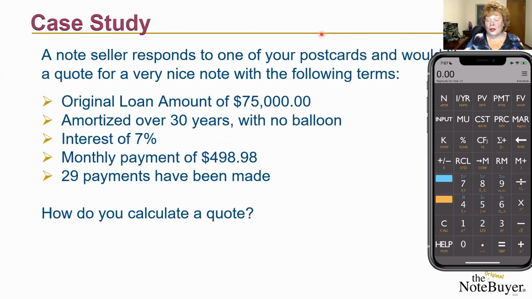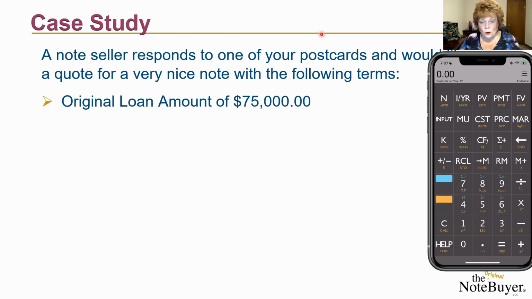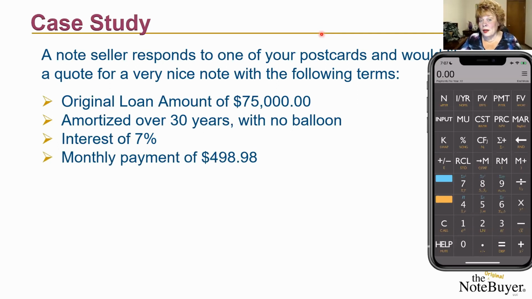But anyway, what I want to do tonight is to go through this case study. Let's say that a note seller responds to one of your postcards and he is asking for a quote on this really nice note. Everything looks good, loan to value is good and everything. And the terms are that it was an original loan amount of $75,000 and it was amortized over 30 years with no balloon. The interest rate was 7%. Monthly payment was $498.98, and 29 payments have been made. Okay, so those are our terms.